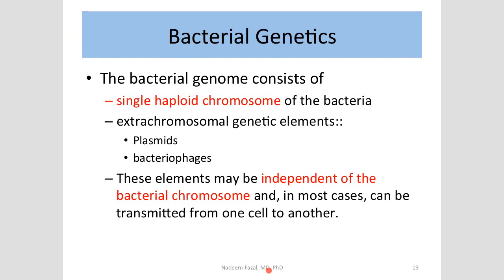I also said in other cases that these specific extra chromosomal genetic materials are independent of the bacterial chromosome in most cases. So what I'm trying to say is, if one bacterium has a chromosome and divides into two, the chromosome is going to split in half. But if this chromosome has a plasmid, which is extra chromosomal DNA, that may not be transmitted. That's what I'm trying to say. Okay?